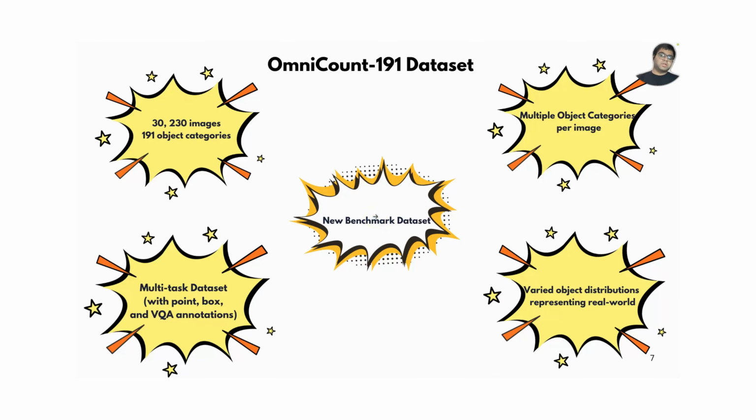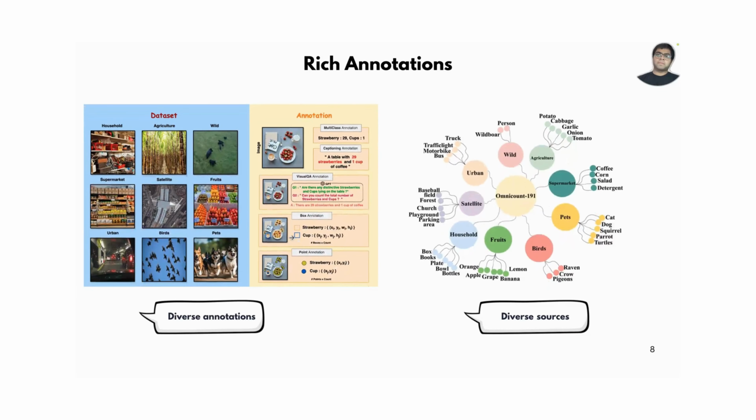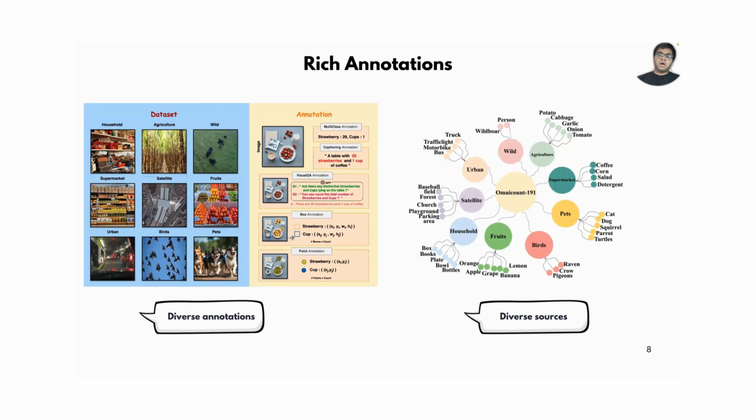Another contribution of ours is the creation of OmniCount-191, a benchmark dataset designed for multi-level object counting with diverse annotations. It has 30,230 images across 191 categories, with annotations for counts, points, bounding boxes, and visual question answering tasks. Our dataset comes with diverse annotations from diverse sources, filling a critical gap in the field and offering a comprehensive benchmark for evaluating multi-level counting models.